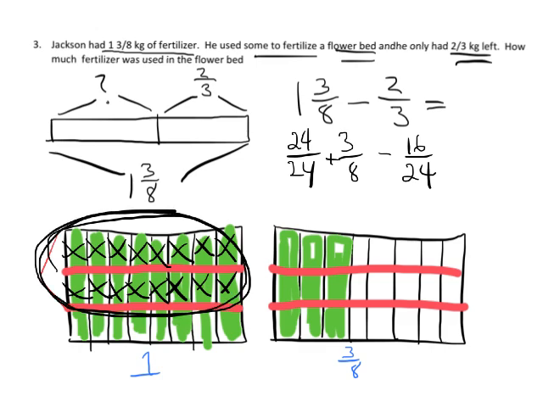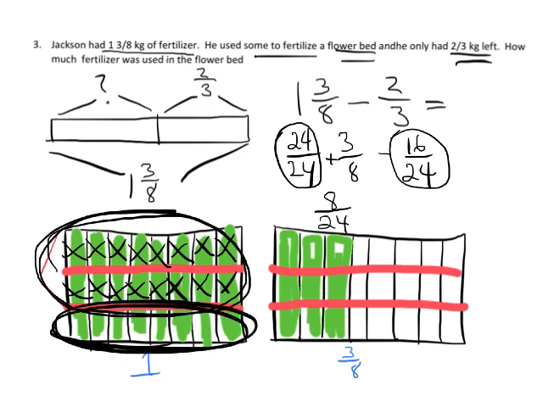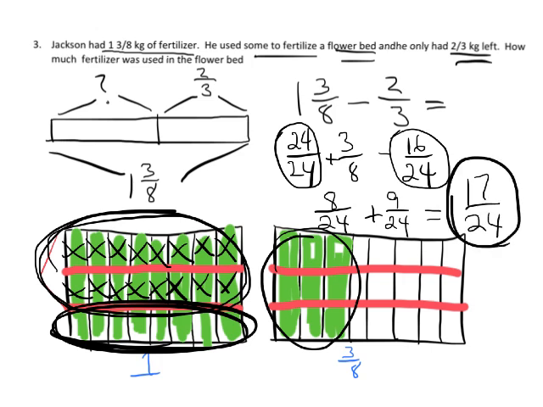And so 24/24 minus the 16/24 leaves me with 8/24 right here. Plus, I still have the 9/24 sitting over here. So my answer is 17/24. That's how much was used in the flower bed, 17/24 kilograms.